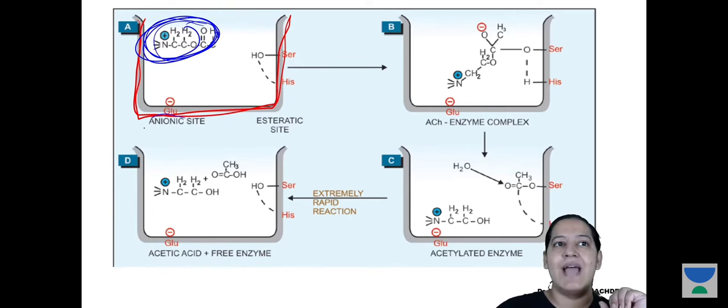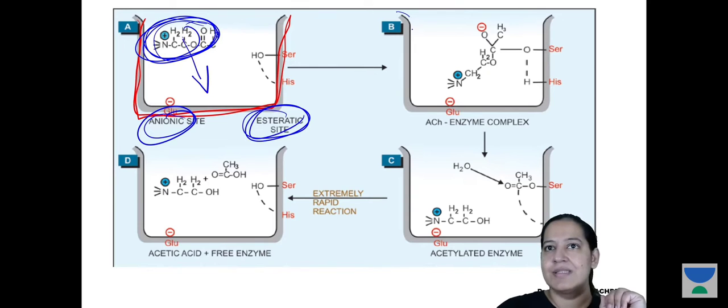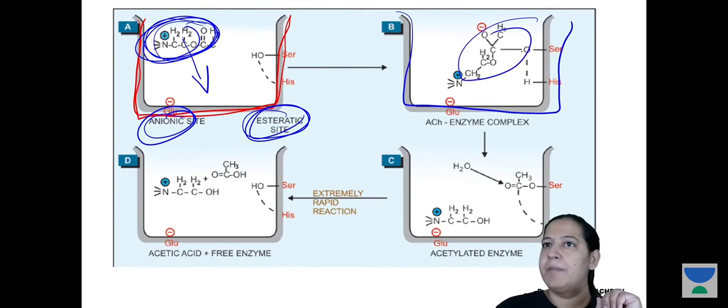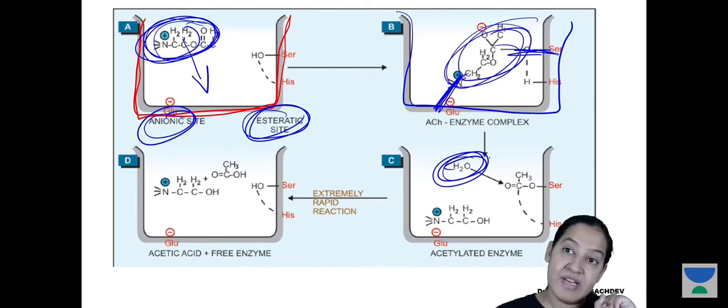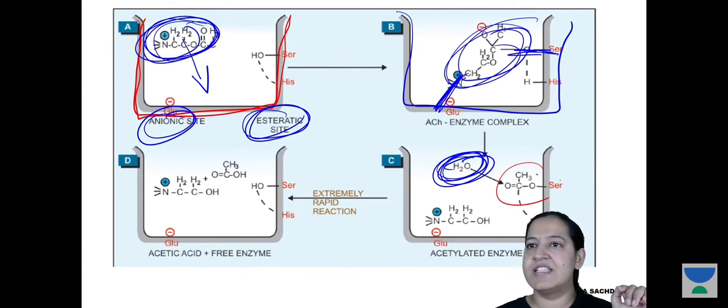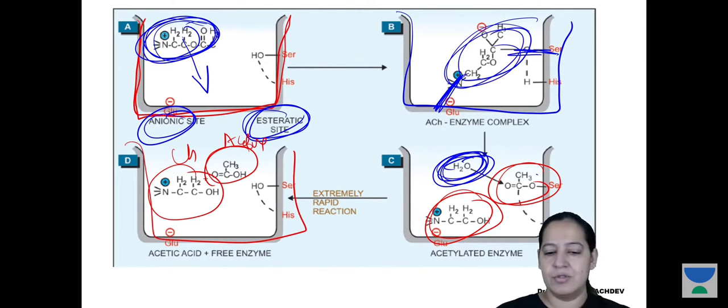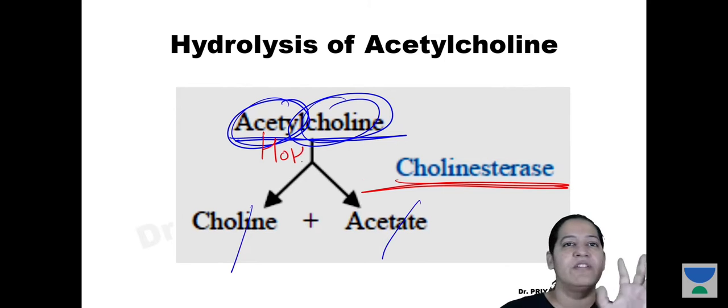The enzyme has two sites, the anionic site and the esteric site. So when this molecule is entering inside the enzyme, it will bind at both sites. First, it will bind at the esteric site, then it will bind at the anionic site. Then what will happen? A molecule of water will go. It is always hydrolysis. A molecule of water will go and separate the two things. So you can see here, this is acetate and this is choline, and this is the enzyme. This step is completed in the presence of water. Without water, it cannot be completed.